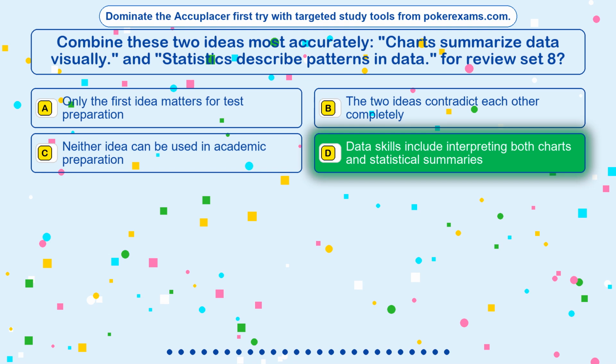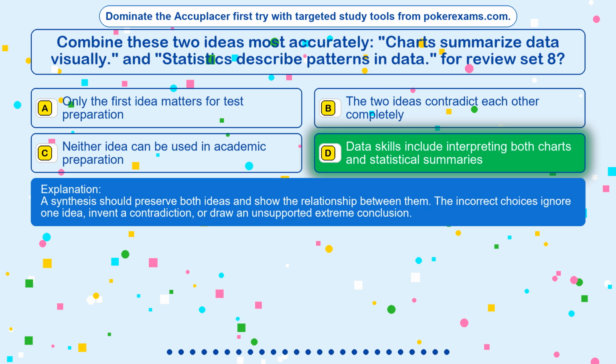The correct answer is option D. Data skills include interpreting both charts and statistical summaries. A synthesis should preserve both ideas and show the relationship between them. The incorrect choices ignore one idea, invent a contradiction, or draw an unsupported extreme conclusion.